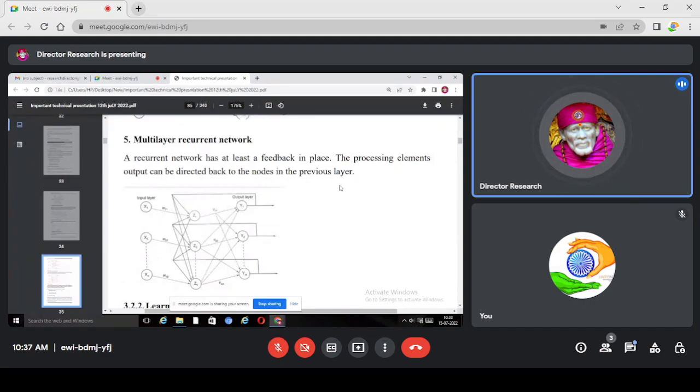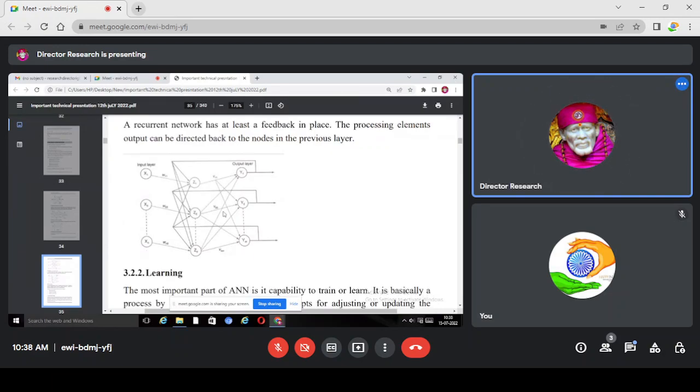Multi-layer recurrent network. A recurrent network has at least one feedback loop in place. The processing element's output can be directed back to the nodes in previous layers. Just observe and examine this diagram.